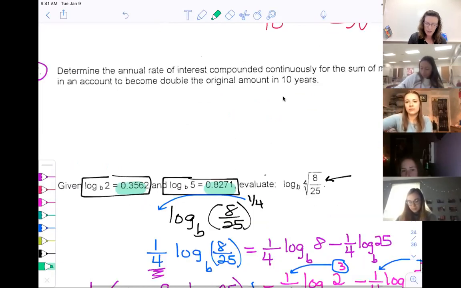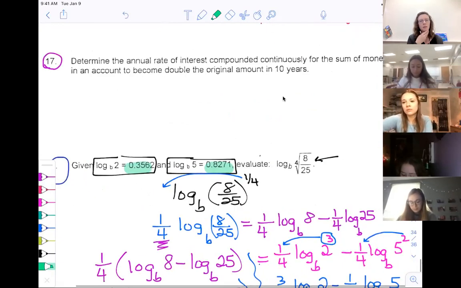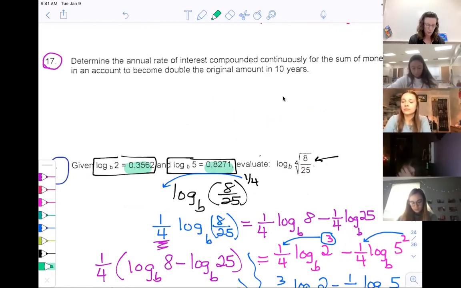All right, the last one. Number 17 was the last one you were asked to do. And this was similar to, I would say, 13, 17, and 19 in yesterday's book homework. Determine the annual rate of interest compounded continuously for the sum of money in an account to become double the original amount after 10 years.